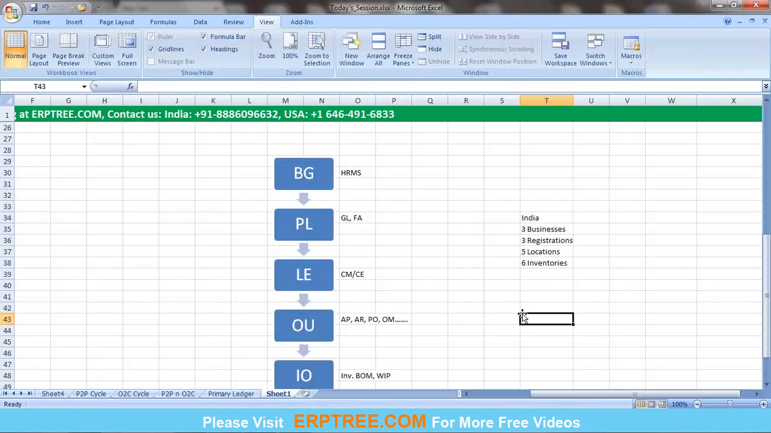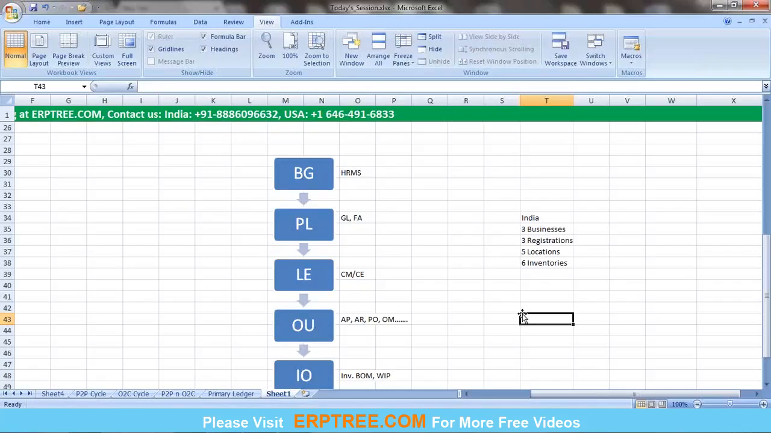So now the possibilities are: it could be 1 if the 3 businesses are going to use the same chart of accounts, and you can have 3 primary ledgers if every business is going to have a different chart of accounts, and you can have 2 primary ledgers if any 2 of these 3 businesses are going to use the same and another business is going to have a different chart of accounts. In that case, 2 primary ledgers. Done. Okay, fine.